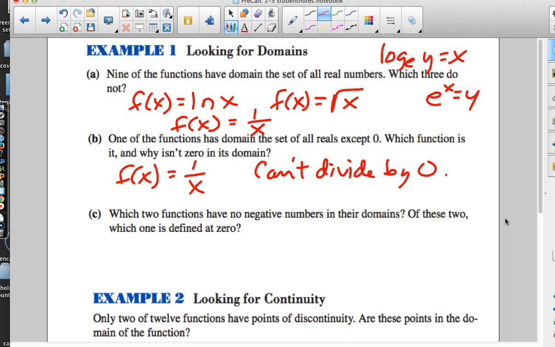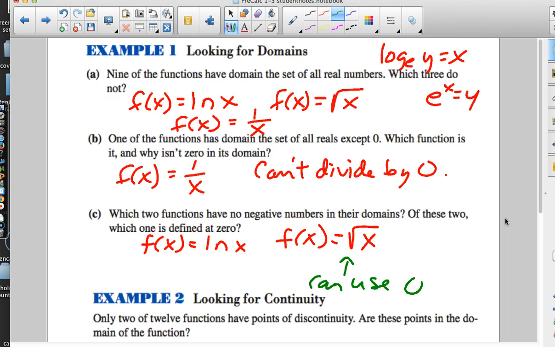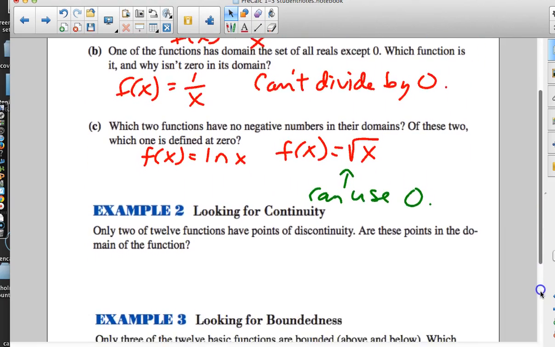C says which 2 functions have no negative numbers in their domain? And of these 2, which one is defined at 0? So let's start first with the 2 functions that do not have negatives. Yeah, our square root and our natural log. I mean, that was the domain restriction that we talked about up there. Of those 2, which one could you use 0 for? Square root function. Yeah, would just give us 0 back, but it is in its domain. No negatives, but 0 is okay in the square root function.